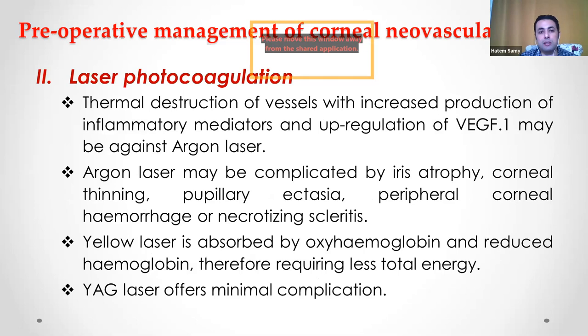Drawbacks of argon laser: it may cause more inflammation and so upregulation of vascularization. Argon laser also may be complicated by iris atrophy, thinning, pupillary ectasia, peripheral hemorrhage, or necrotizing scleritis in very severe cases. That is the benefit of yellow laser. Yellow laser is mainly absorbed by oxyhemoglobin and reduced hemoglobin, so we gain more effect with minimal energy. Red laser is a new modality, but still needs more research.